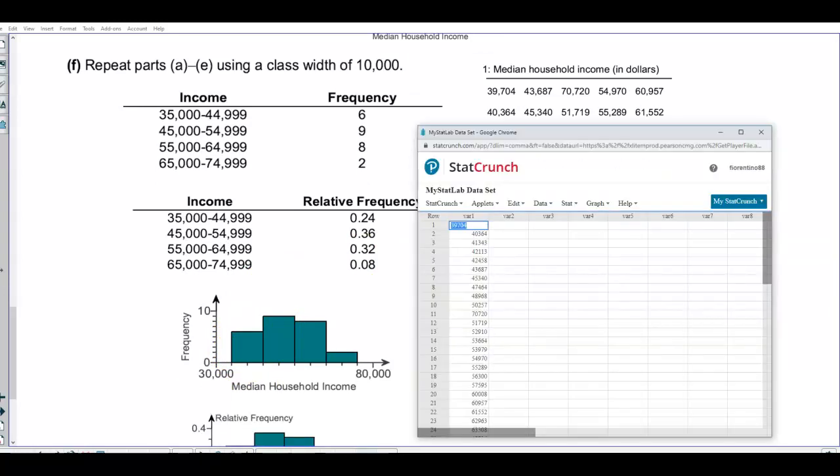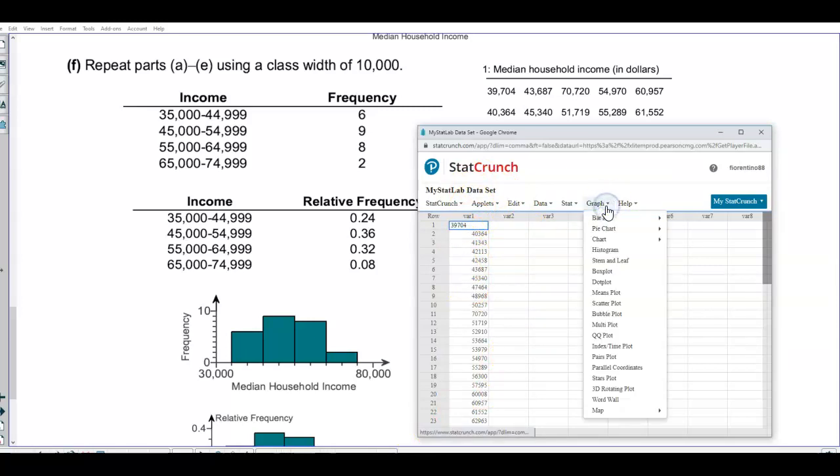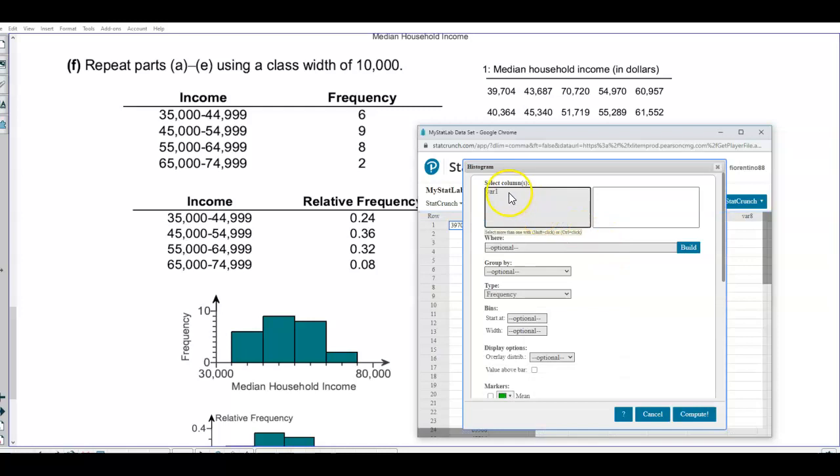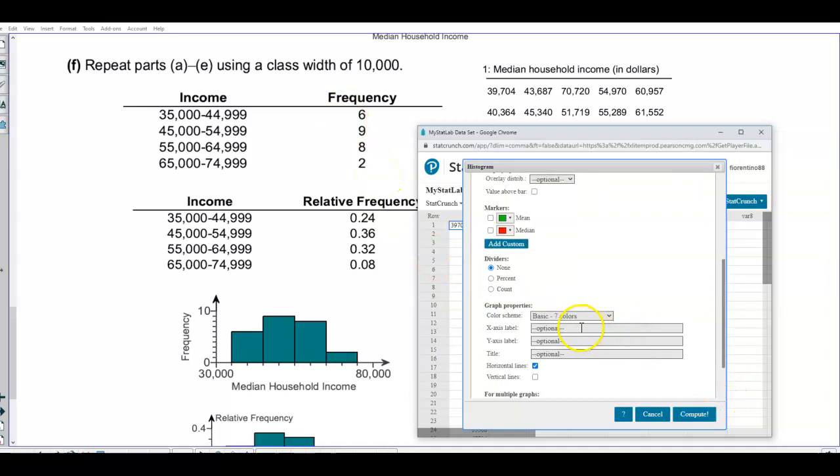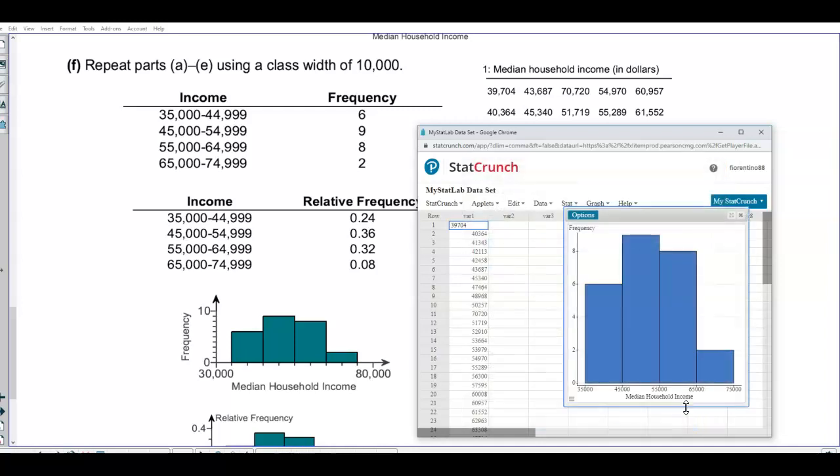So let's pull up StatCrunch here. We have our data already listed in here. I'm going to go ahead and select graph, and then we're going to go to histogram. We're going to choose our variable, and then we want the frequency. Now our starting point is still at 35,000, but our width is now 10,000 because we changed that from the second part. And then if we want, we can put in the median household income. We're going to compute that.